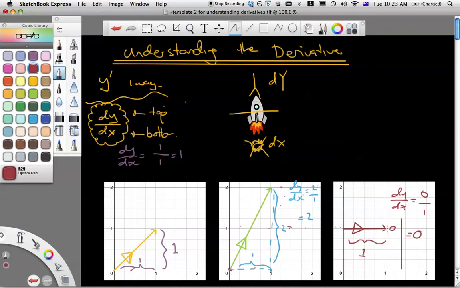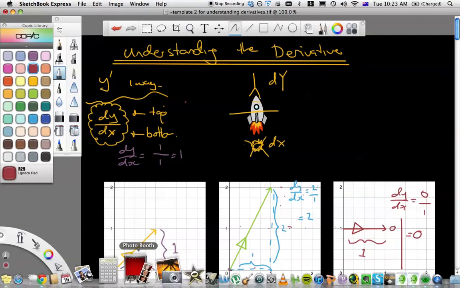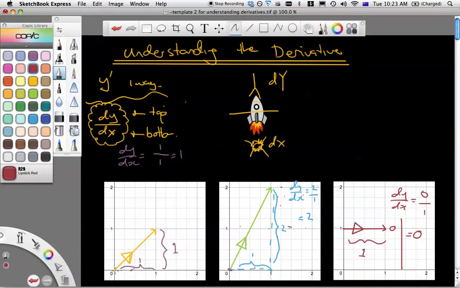So here the front of the spaceship was 0 high, because we're talking about where the front is in relation to the back. Here it was 2 high, and here it was 1 high. And the dx relates to how far back the back is. So here, from back to front, we had 1. Here, from back to front, we had 1, and here from back to front, we also had 1.